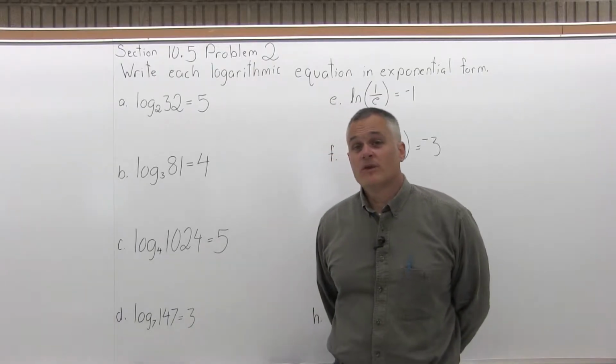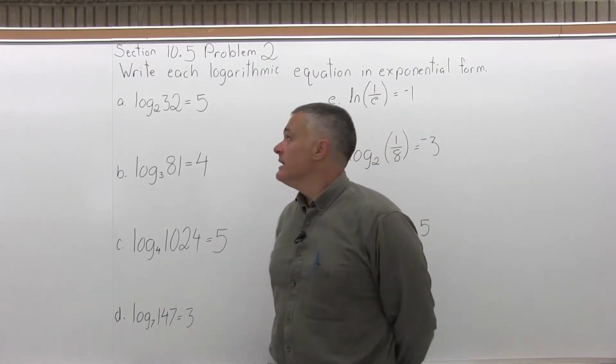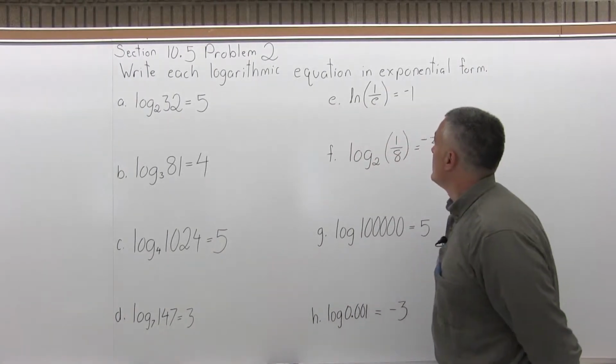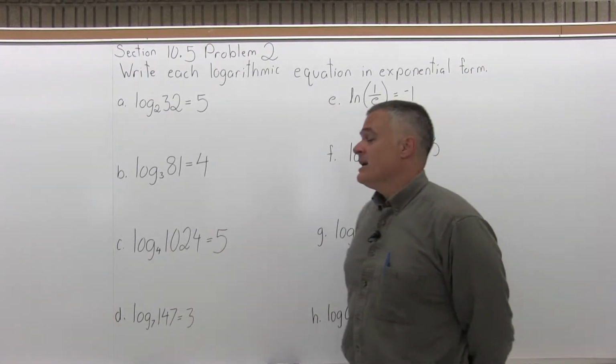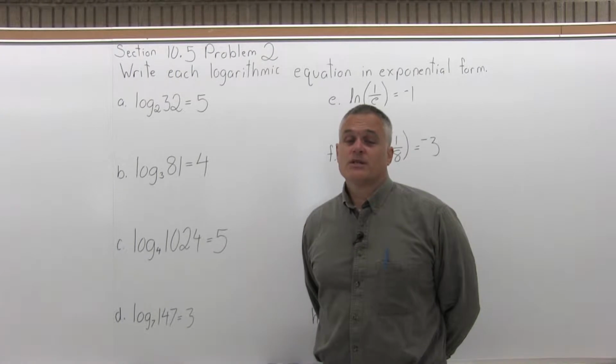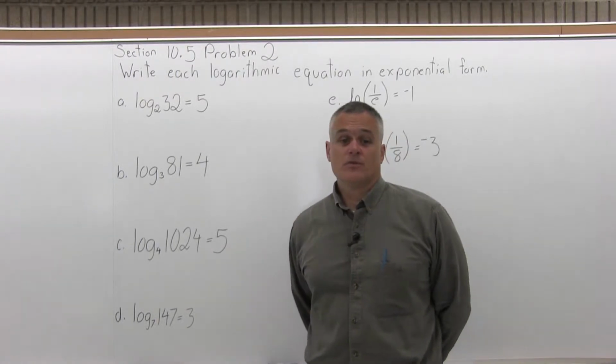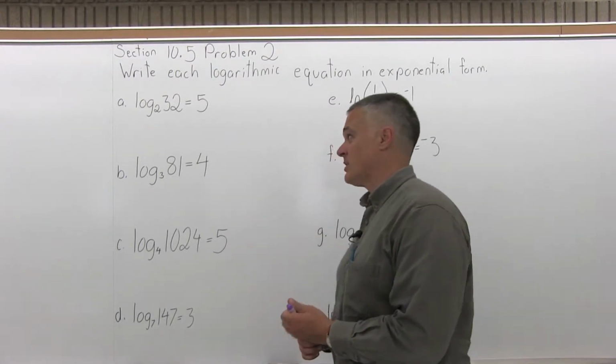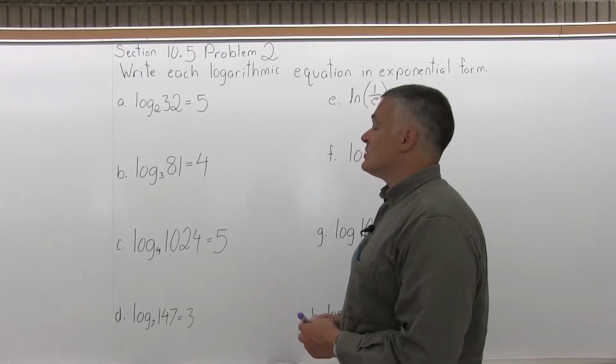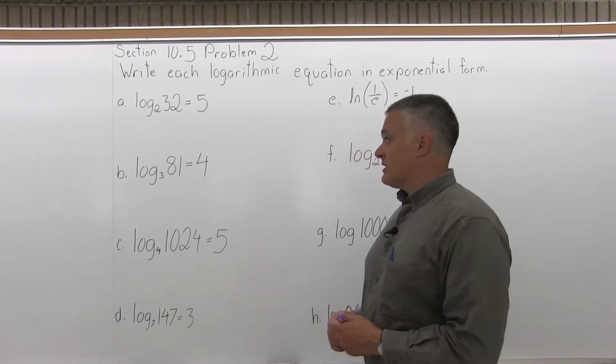This is Section 10.5, problem number 2. It says, write each logarithmic equation in exponential form, and there are 8 equations written with logs that they want you to convert to just a regular equation with a base and an exponent. So it goes parts A through H for the eight parts.